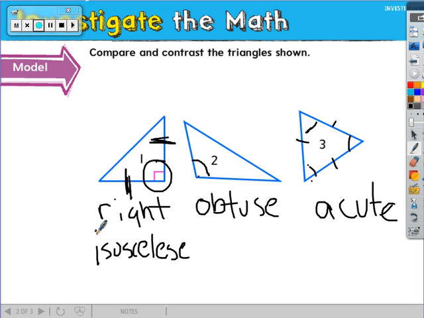Now, are any of these sides on number 2 equal or congruent? Any of the sides on triangle number 2 congruent? Nope. So what kind of triangle is that? Scalene. None of your sides are congruent. It's scalene. Now, number 3. Equilateral. Yes. It's equilateral. All the sides are the same.